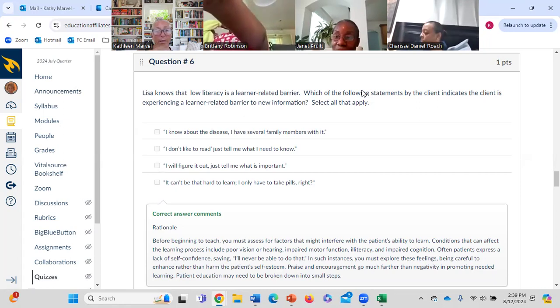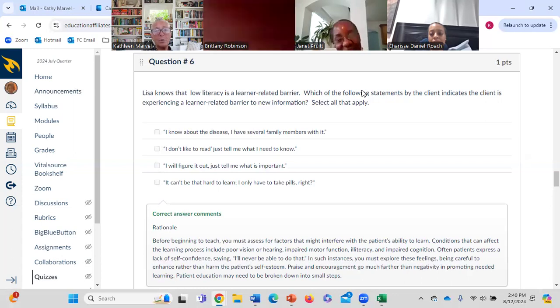Well, the first part, "it can't be that hard to learn." But when they say "I only have to take my pills," that means they know what to do. They know they have to take their pills. Yeah, but sometimes, in addition to taking the pills, you may have to avoid sunlight. You're reading too much into the question. It doesn't say anything about sunlight in the question, Janet. So the first part would be concerning, but the second part means they know what to do. Whereas B and C, they're not admitting to know anything, just telling you what to do.